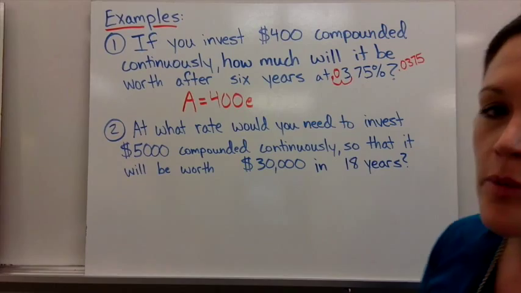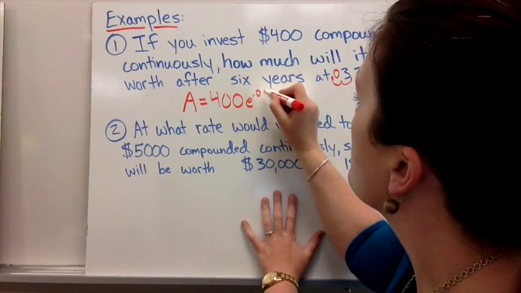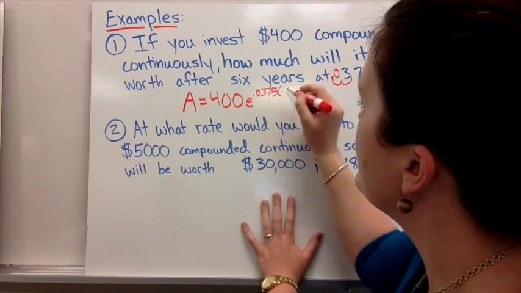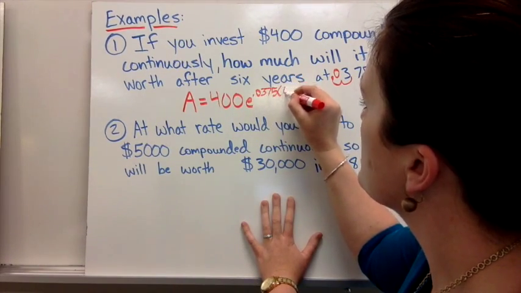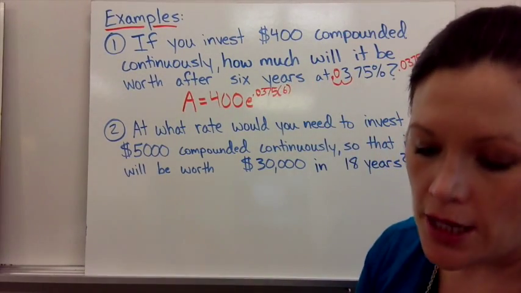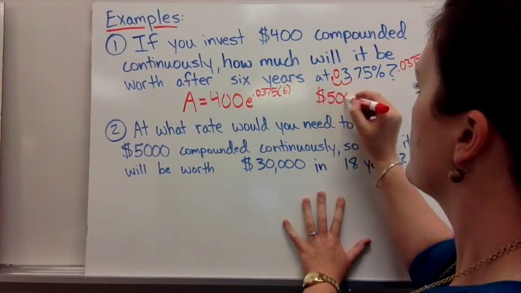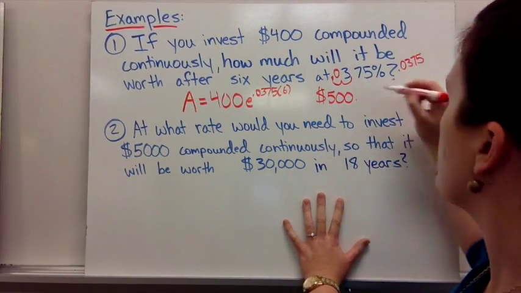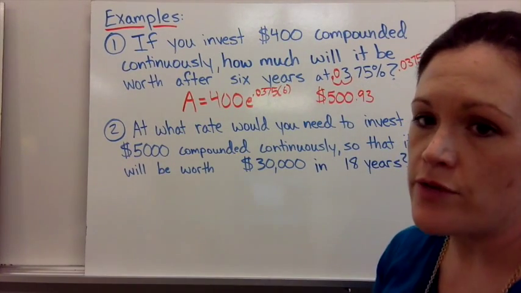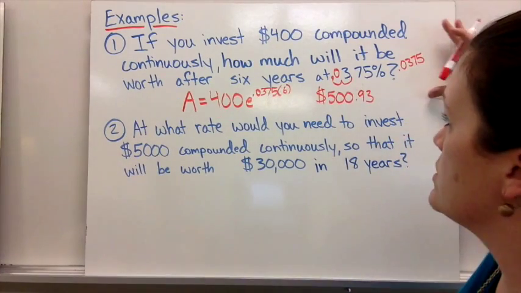So 0.0375, and we put that up here in the exponent and times it by t for years, which was 6. So I calculate that in my calculator, and I would come up with $500.93. So again, that's just the very straightforward kind. You have everything except for the final amount, and sometimes they just ask you questions like those.